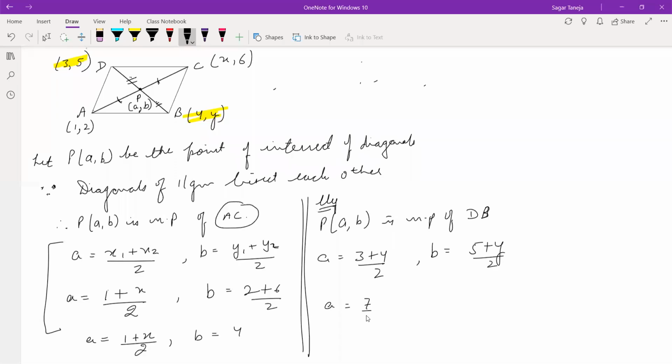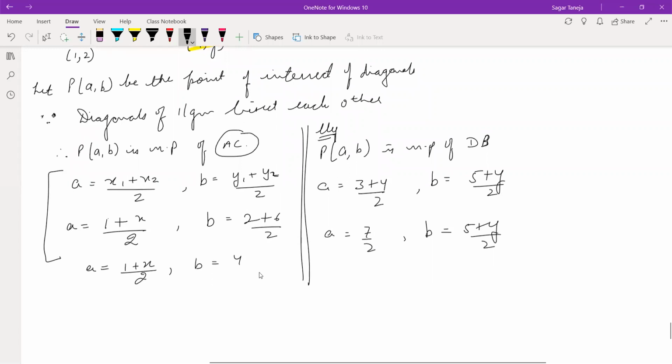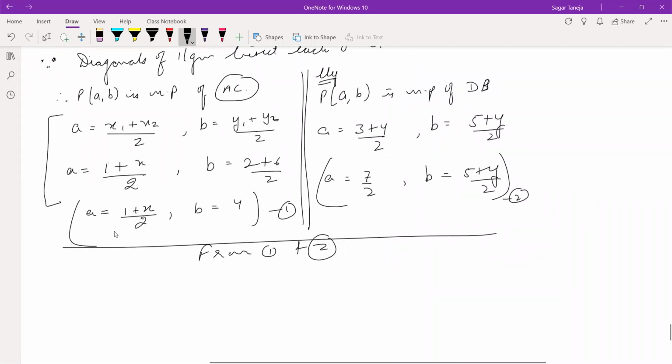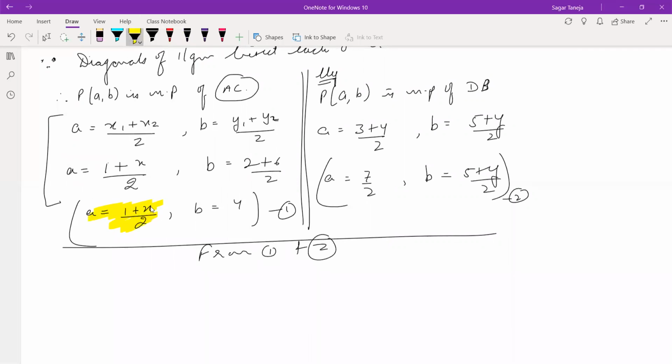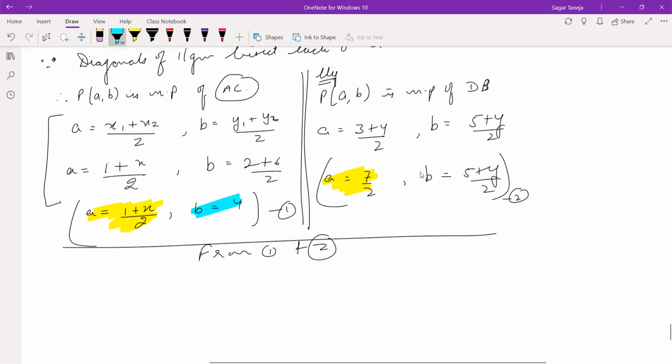So it is 7 upon 2, and this is just 5 plus y upon 2. Now consider this as the first and consider this as second. From first and second, you can compare these two: the value of A here and the value of A here. The same way you can compare this side also, the value of B and the value of B. Make them equal, you will get the value of x and y.